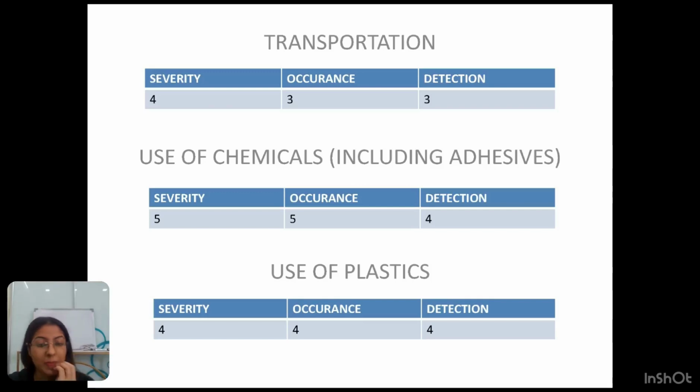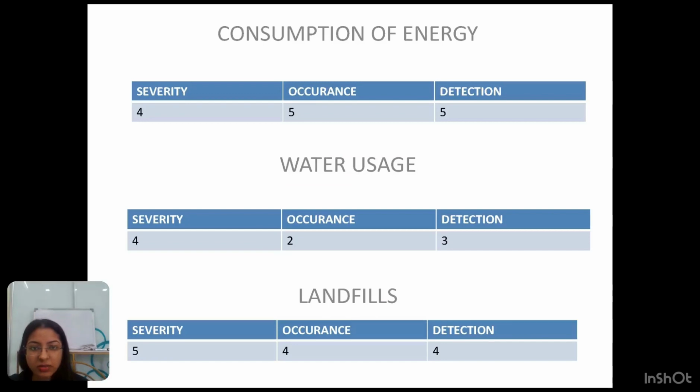So, the use of plastics is less, but it occurs very frequently, and it might not get detected sometimes, but it usually gets detected. Next is the consumption of energy. It occurs very frequently because energy is needed in the entire production process in the factory. Detection is 5 because we can detect the energy consumption through the electricity bills. Severity is 4.